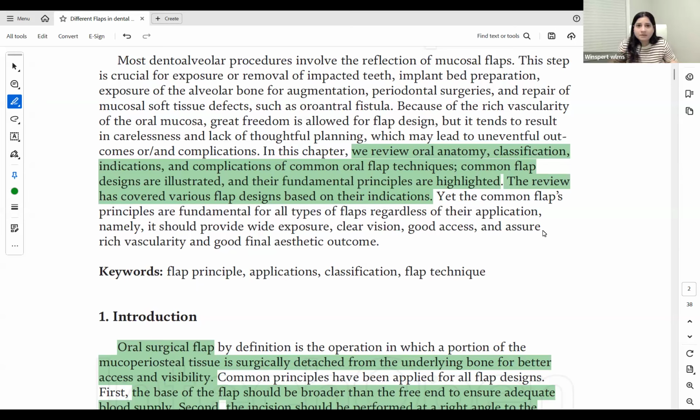So I hope everybody is now ready today to learn about the various principles, some techniques, and especially why certain flaps are preferred somewhere and why not.